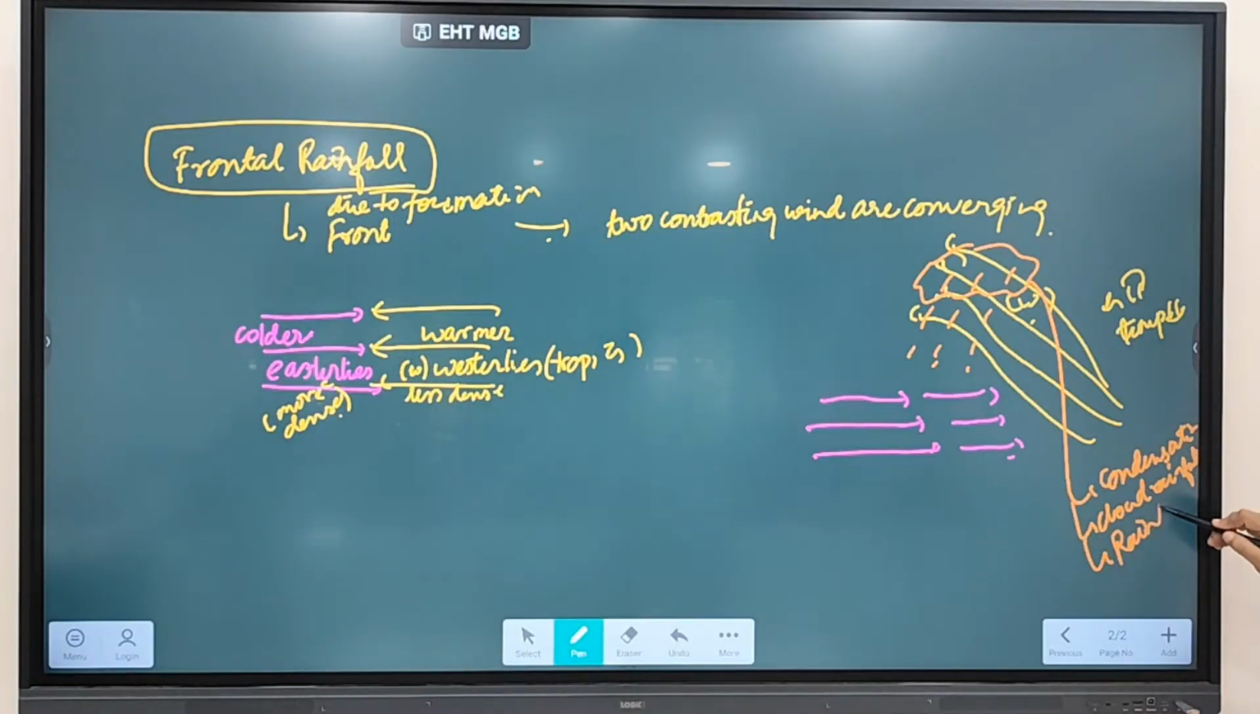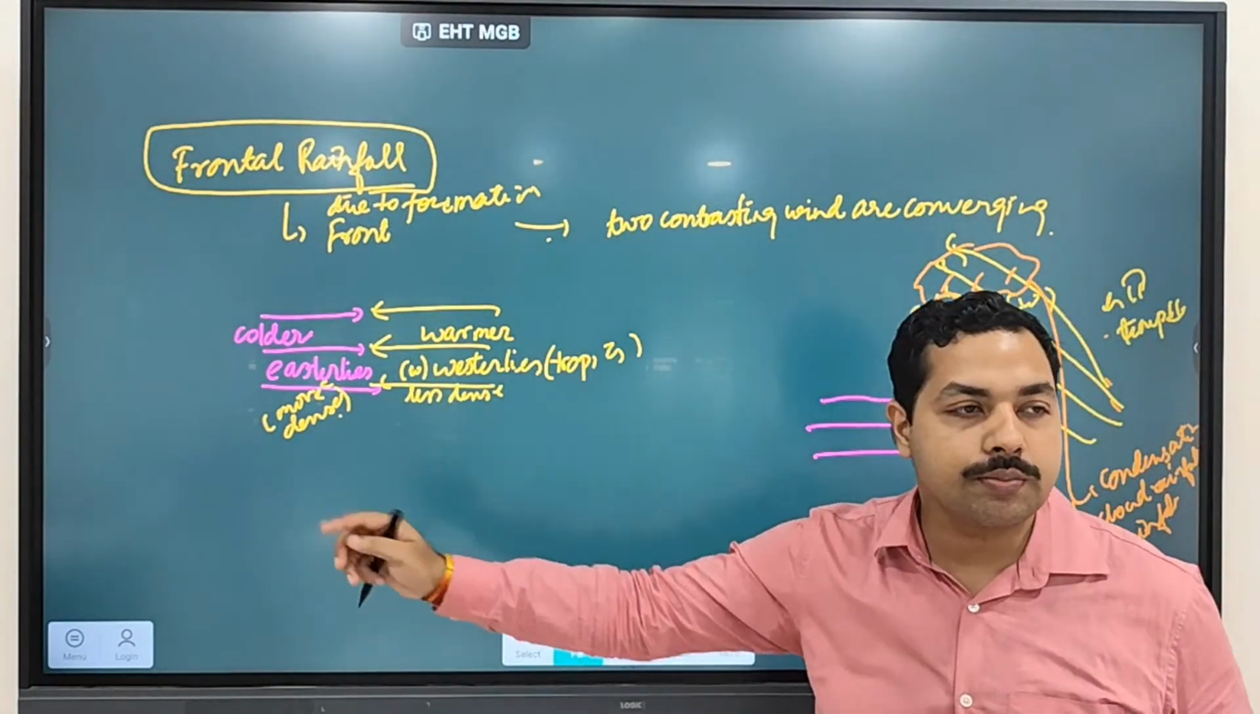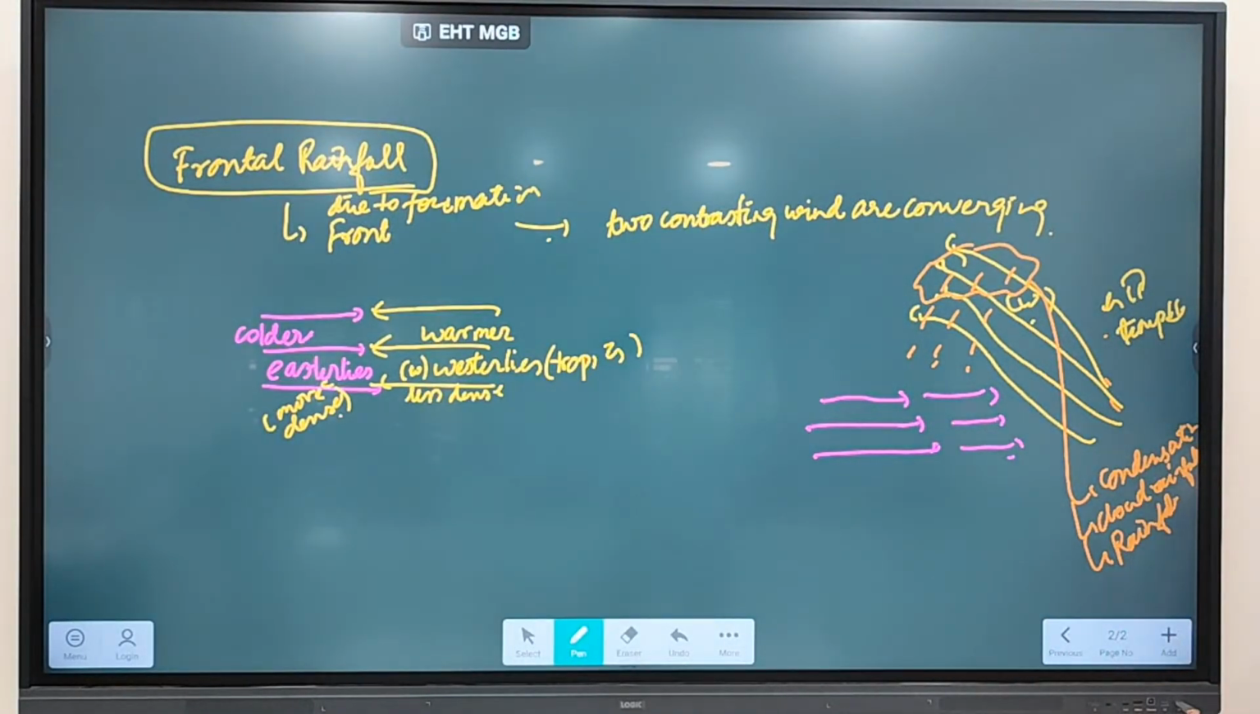Fine. So when two contrasting winds are converging, the warmer wind is going to be uplifted by whom? Colder wind. Why will warmer wind be uplifted by the colder wind? Because warmer wind is less dense, colder wind is more dense. So as a result, less dense will go up and more dense will remain at the bottom. As you go up, temperature will decline. So when the temperature declines, moisture will condense, cloud formation will happen. As a result, you'll see rainfall in this region. So this type of rainfall is referred to as frontal rainfall.